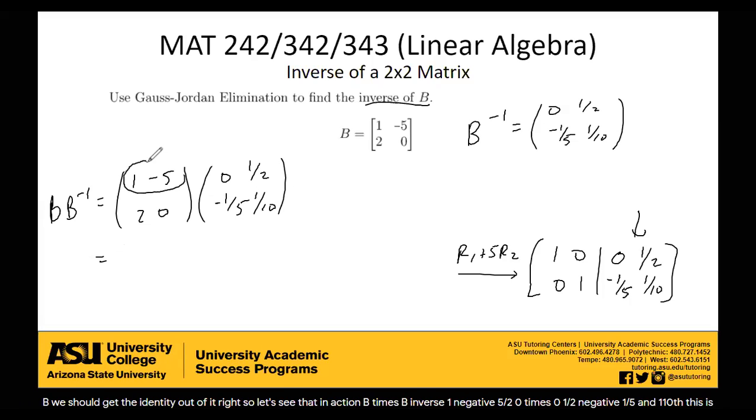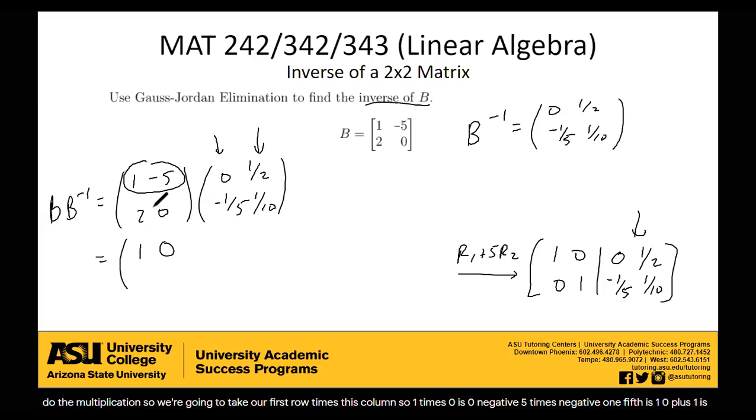So we're going to take our first row times this column. So 1 times 0 is 0. -5 times -1/5 is 1. 0 plus 1 is 1. Then we multiply by our second column. 1 times 1/2 is 1/2. -5 times 1/10 is -1/2. 1/2 plus -1/2, 0.